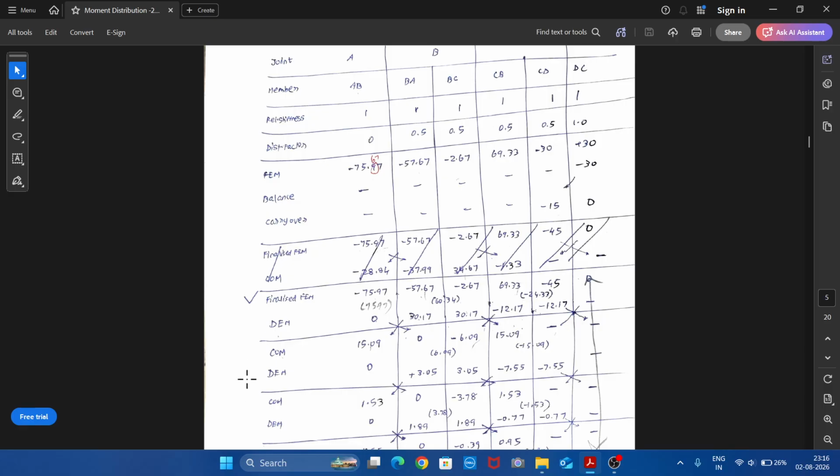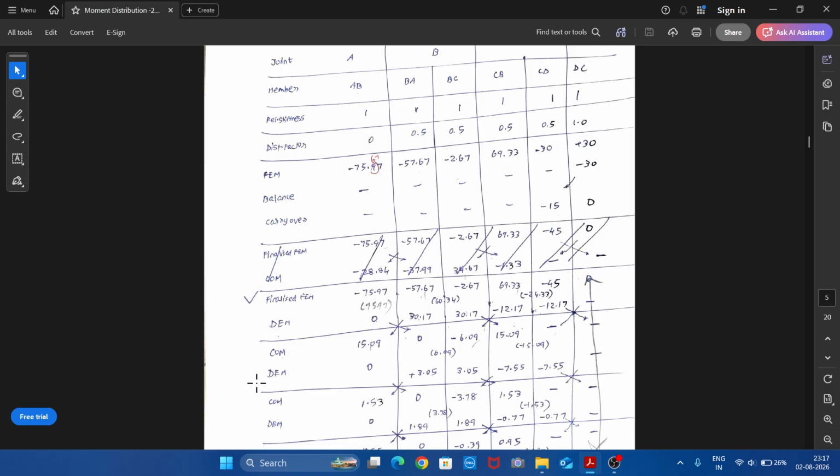The next iteration should start with carryover moment. So carryover should be done between the members AB to BA, BA to AB. Similarly, BC to CB, CB to BC, CD to DC, and DC to CD. And CD to DC we should not do, as we have closed the path. Similarly, DC to CD won't also come because there is no process here. So half the moment will be carried over here, half the moment will be carried over here, half the moment will be carried over here, and half of 30.17 will be carried over here. Here, there is no carryover process.